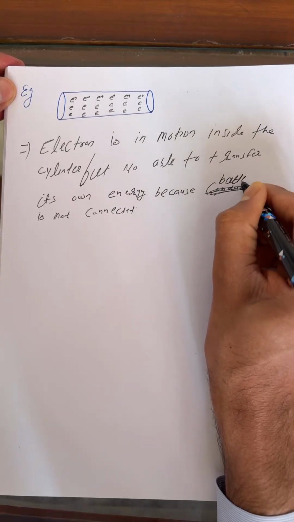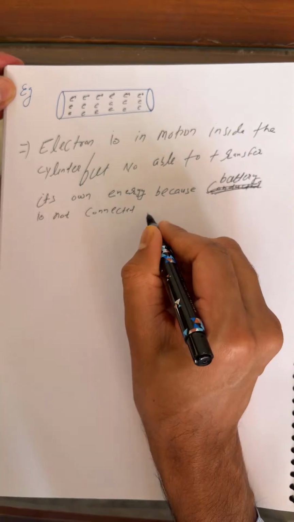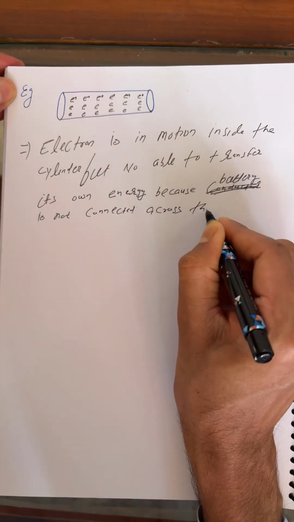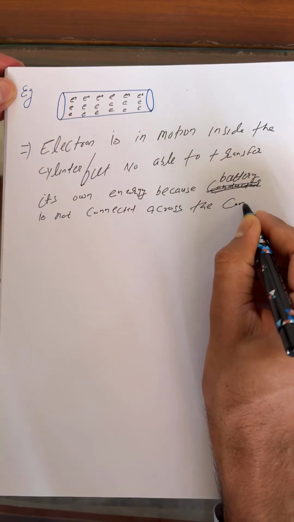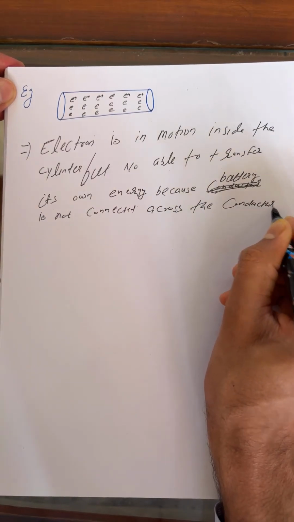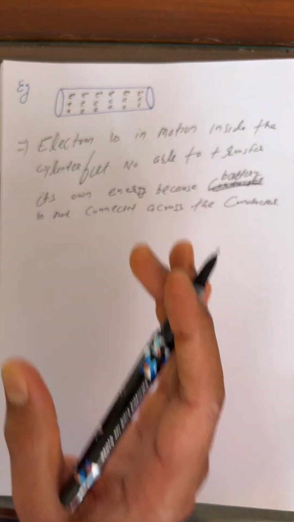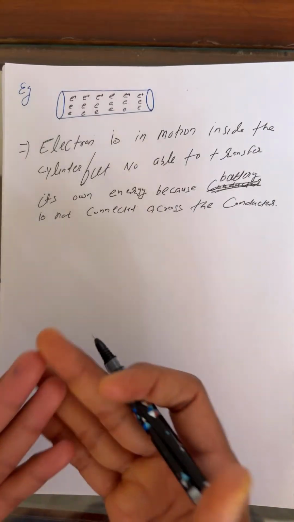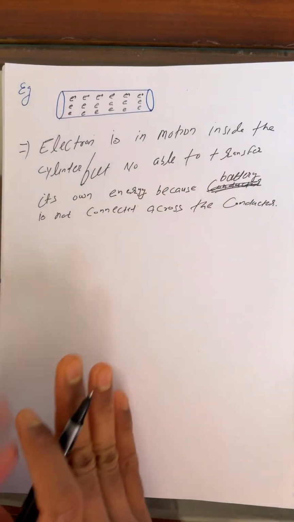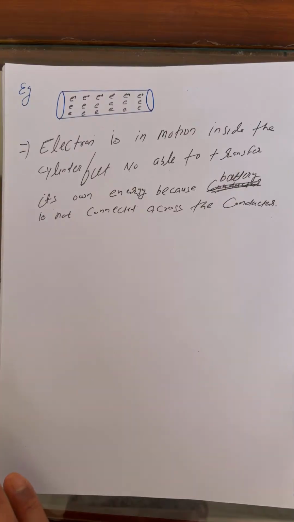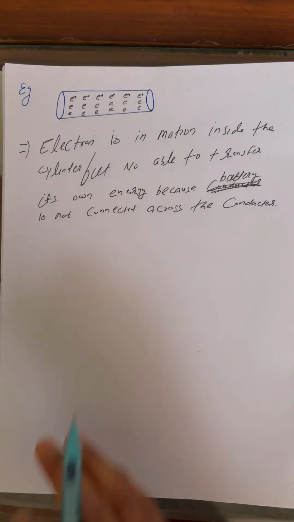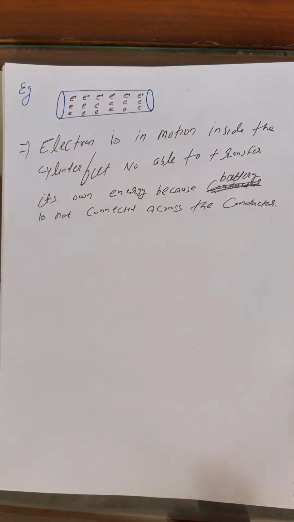The battery is not connected across the conductor. Maybe you can think, sir, if there is no source, then inside the conductor the electron is at rest. No, not at all. This is not true, my dear. So keep this point in mind separately. After this, I'll discuss one more point.